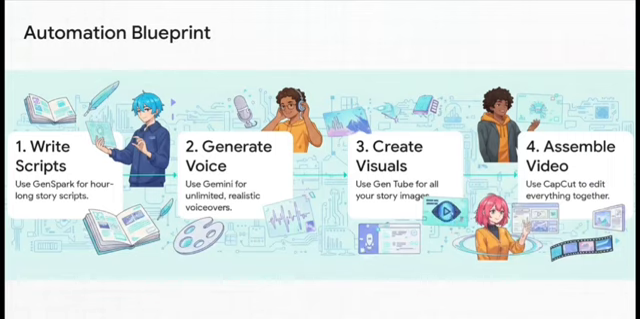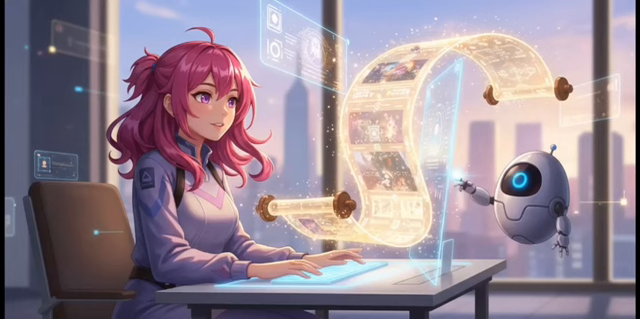The whole blueprint is a super simple 4-step process. First, write the scripts. Second, generate the voice. Third, create the visuals. And fourth, you just assemble the final video. So let's break down each one. Okay, for step 1, the scripting. We're going to use an AI agent called GenSpark. It's a free tool that generates these awesome, high-quality, hour-long story scripts. And honestly, it's often way more consistent than something like ChatGPT because it's specifically tailored for telling stories. This gives you a really solid foundation for your whole video.